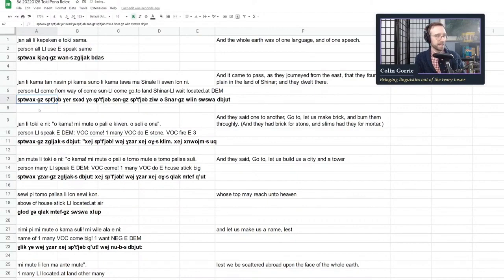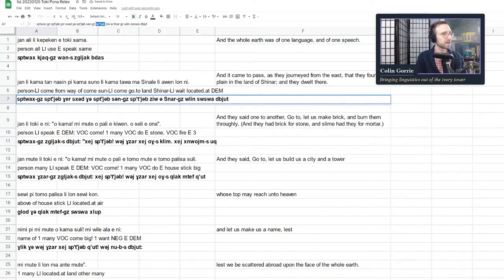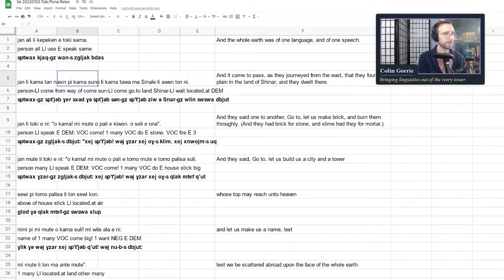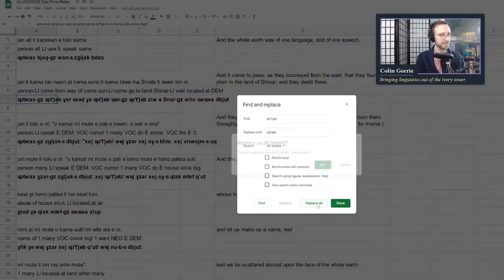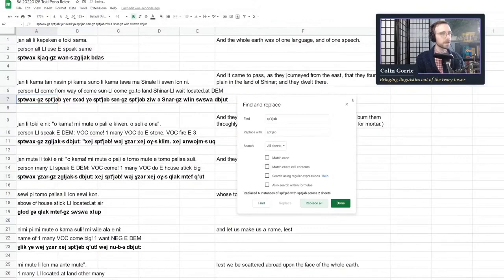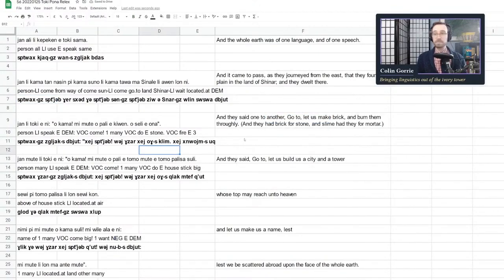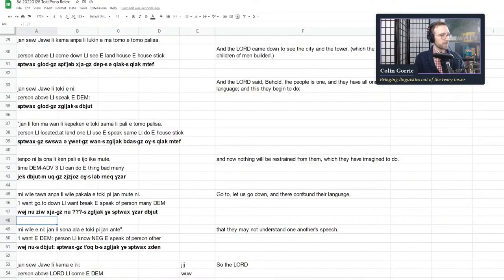So let's make this sptib like that. I should use some technology here. I should use the find and replace. We've got to replace this, take out one of those ejectives. Let's do it. All right, there we go. And let us continue.